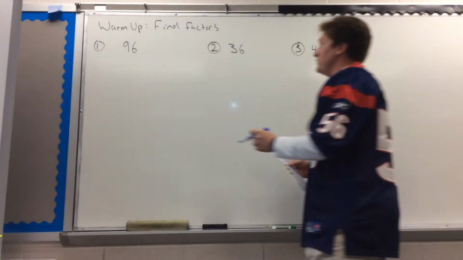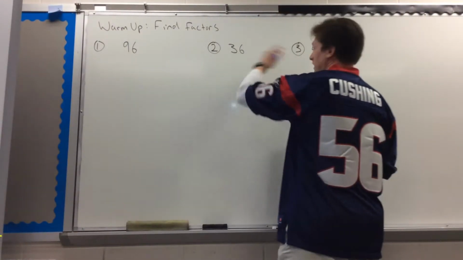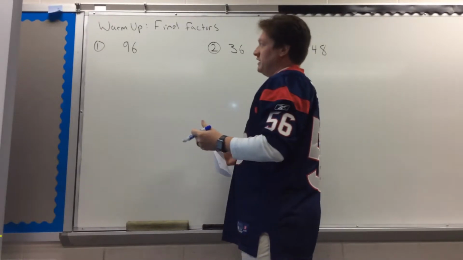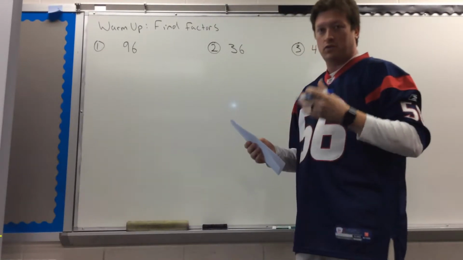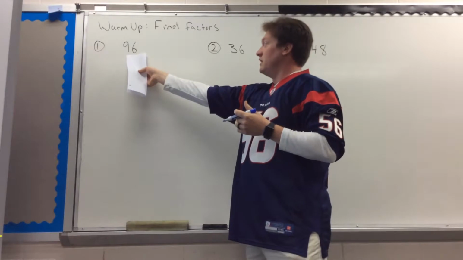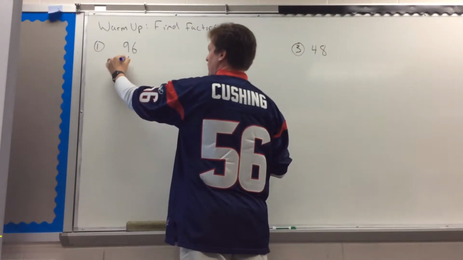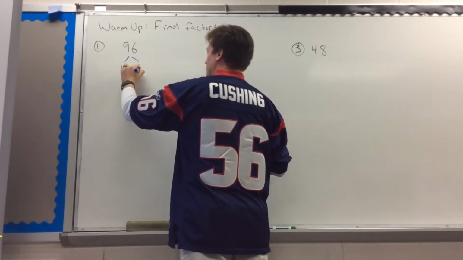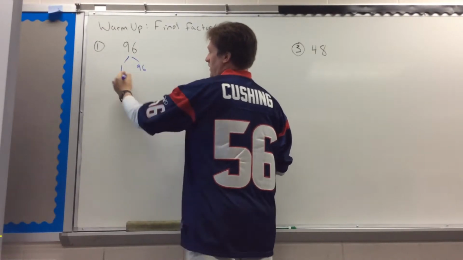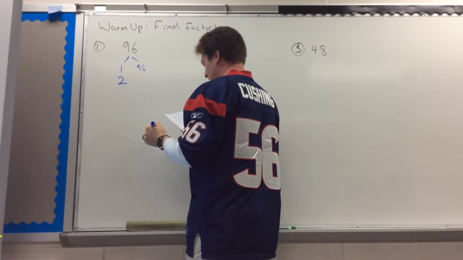Okay, so today's warm-up is about finding factors with just any number that you have. And with the factor, you have two numbers that multiply to give you the number that you're looking for. Okay, so here our first number is 96, so I'm always going to start with 1. So 1 times 96 is 96. I see that it's an even number, so I know it's divisible by 2, so that's 2 and 48.